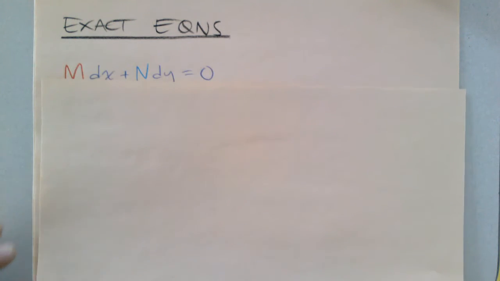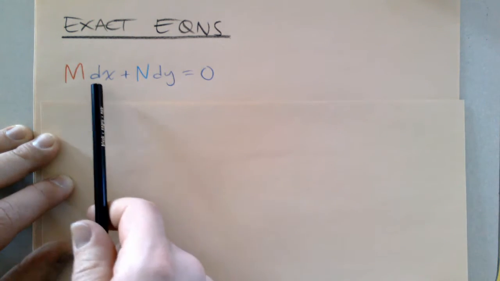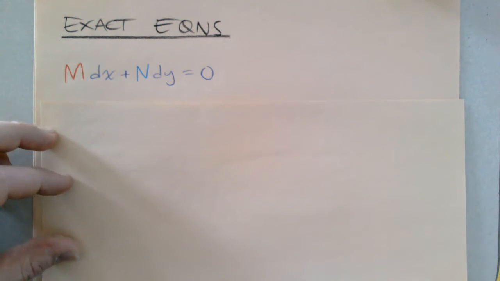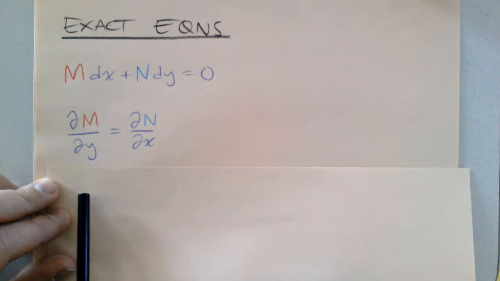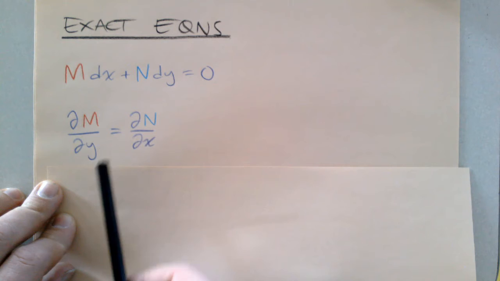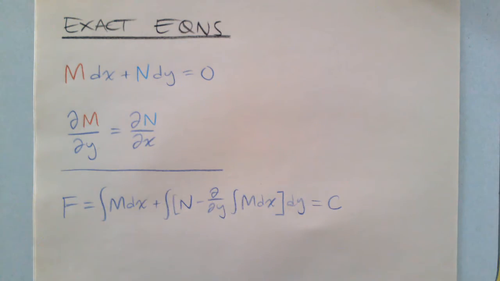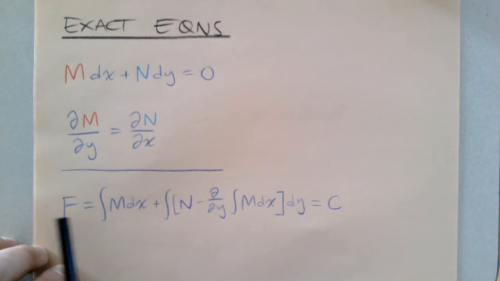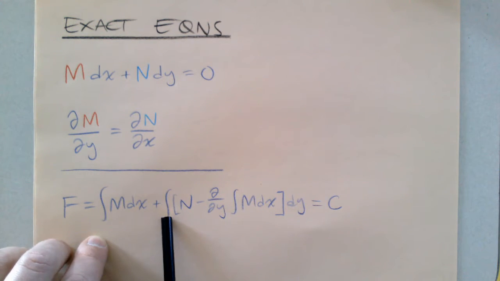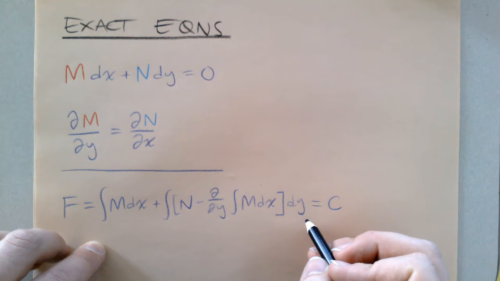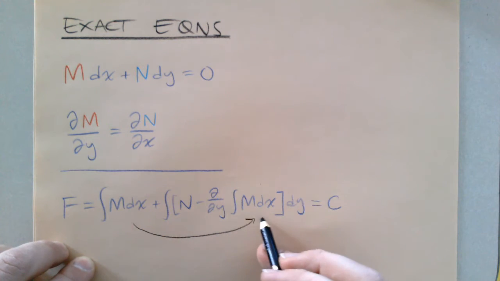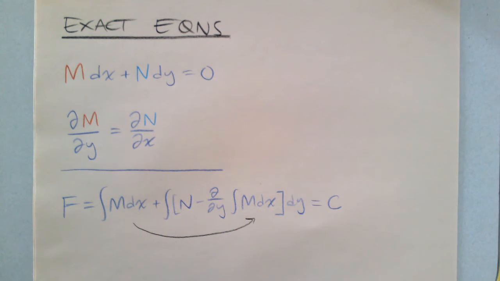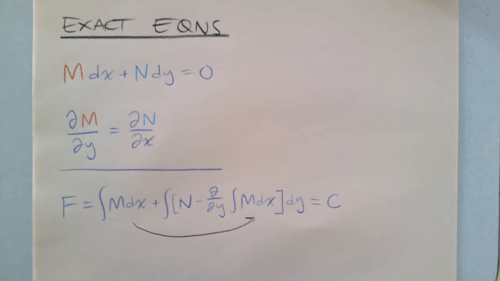So as a summary of what we've gone over with exact equations, they are something you can write in the form of M dx plus N dy is equal to 0. Then you need to prove that it's exact by showing that partial of M with respect to y is equal to partial of N with respect to x. Once you've done that, you can find the solution, which is some function f that's equal to the integral of M dx plus the integral with respect to y of your N minus that partial derivative with respect to y of that M dx you just found. And then once you have all of that figured out, that'll be equal to C, and that is your solution.